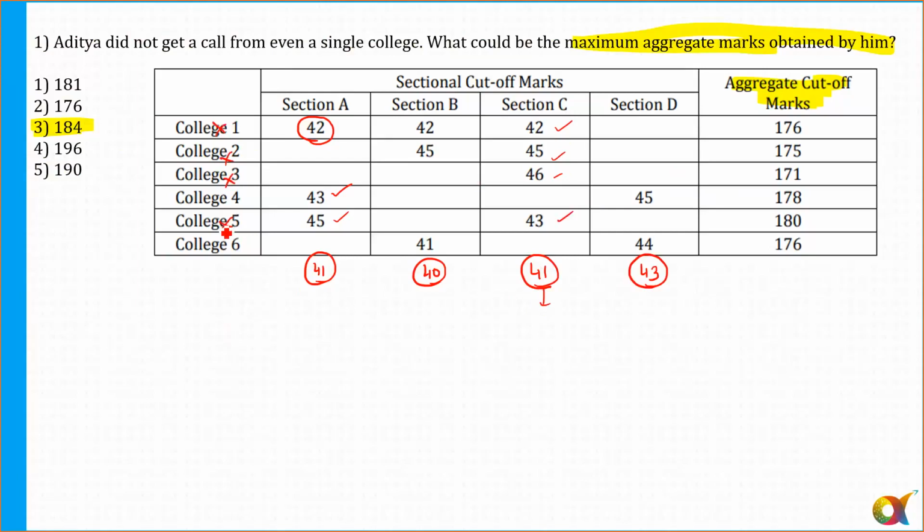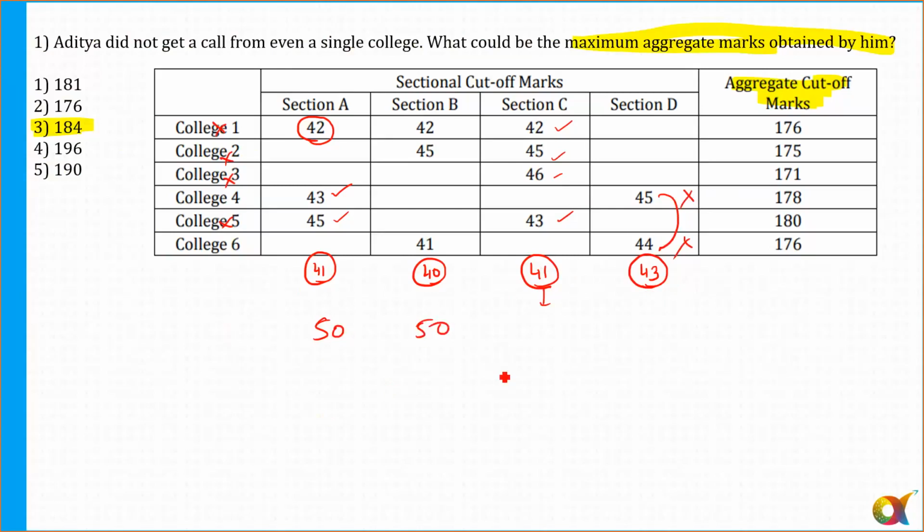And for section D, there are these two colleges, 4 and 6. Just a minute. For section D, it is 45 and 44. If I get 43 marks in section D, then I'll not be able to clear the cutoff of college 4 and college 6. And in the rest of the two sections, I can score 50 and 50. Isn't it? So in section A and section B, if I score 50 and 50, and in section C, if I score 41, then 4 of the colleges will be rejected.